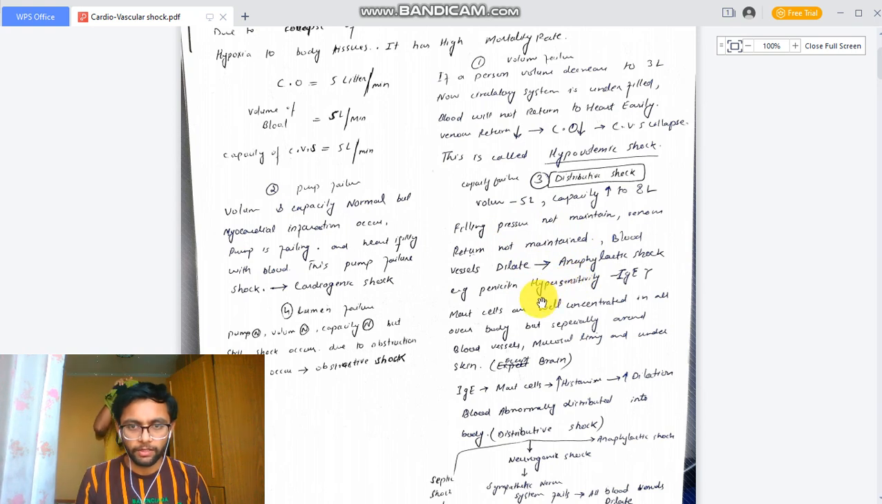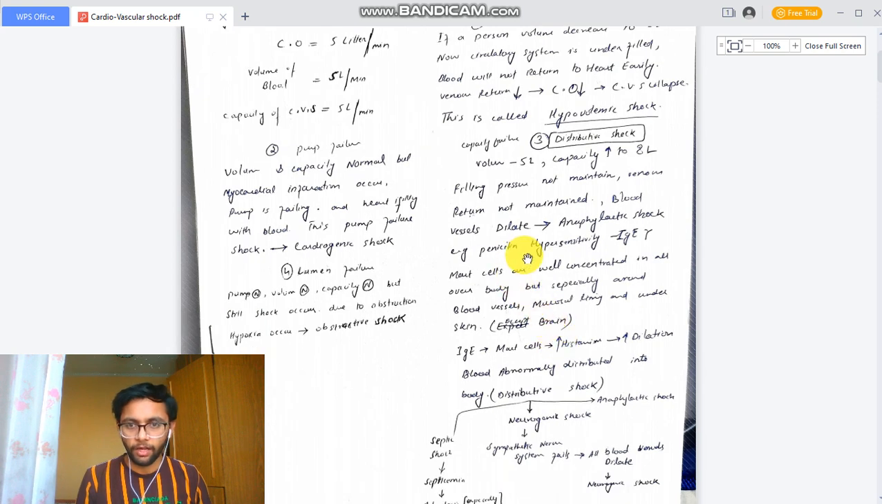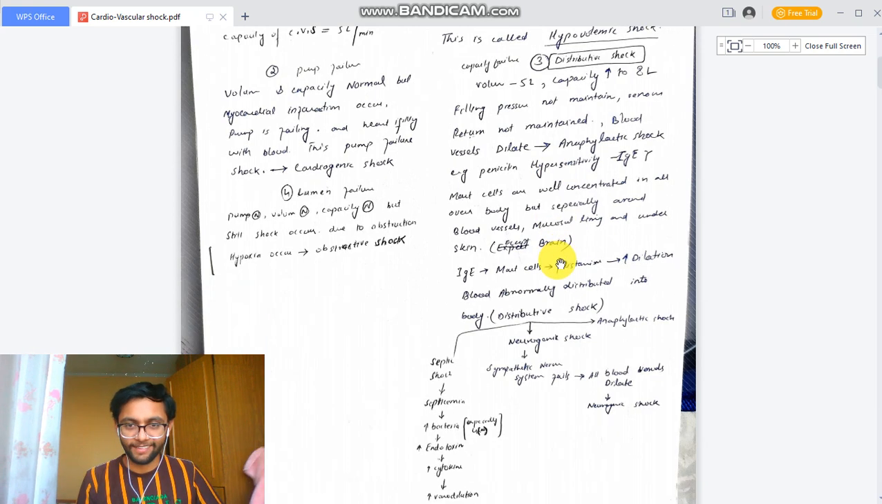For example, in penicillin hypersensitivity, IgE antibodies and mast cells are concentrated all over the body, but especially around the blood vessels, mucosal lining, and under the skin. In hypersensitivity shock, when our body makes IgE antibodies, the inflammatory process starts, some vasodilator products are released, and blood moves toward that hypersensitivity reaction. This leads to anaphylactic shock.